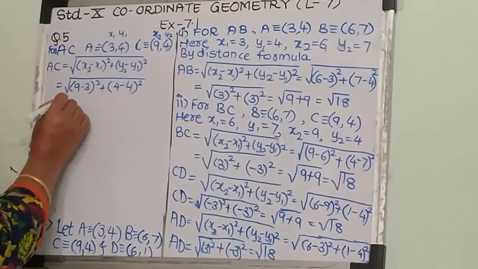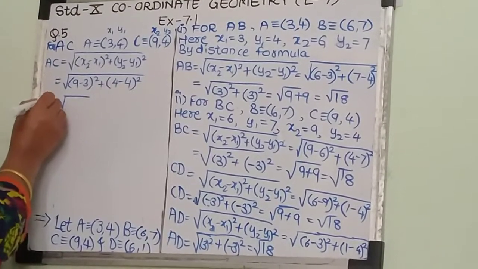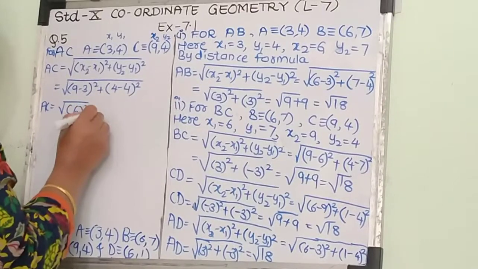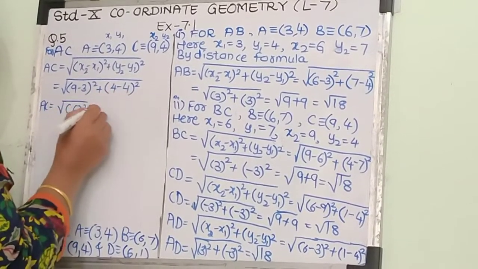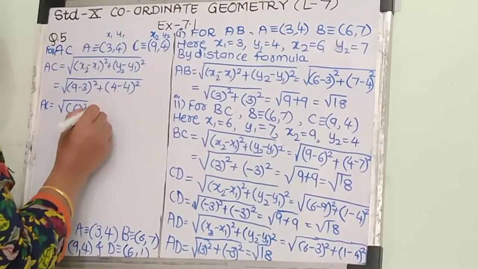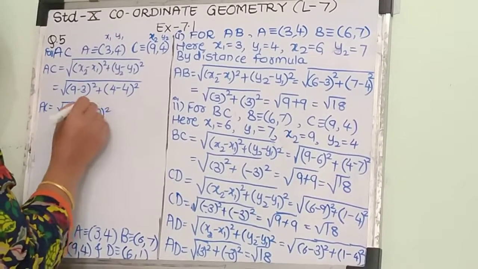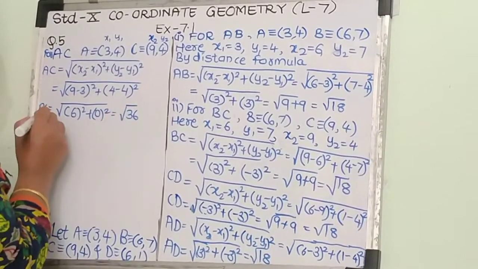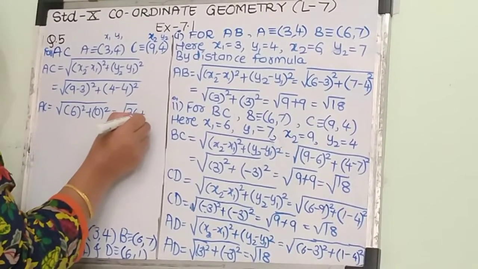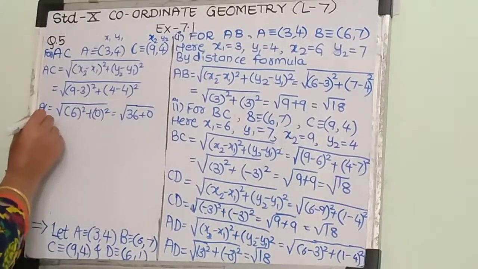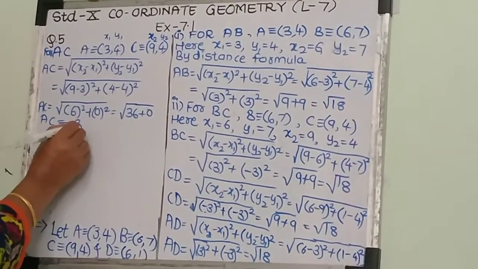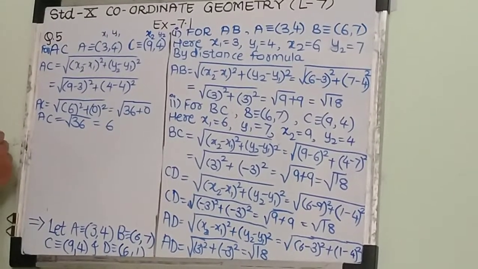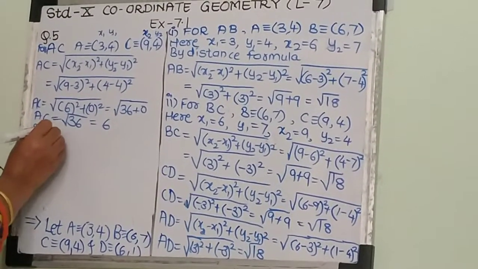So here we get AC equals to 9 minus 3, that is 6 square, and 4 minus 4, that is 0 square. So here we get root of 6 square, which is 36, plus 0. Hence we get AC equals to root of 36 and that is equal to 6. Similarly for BD.